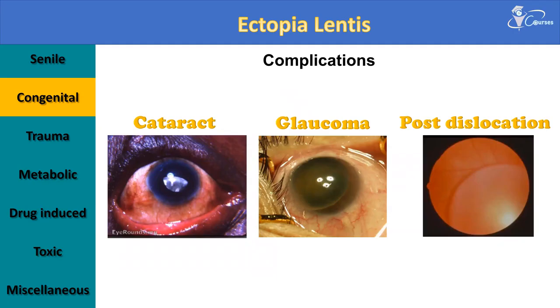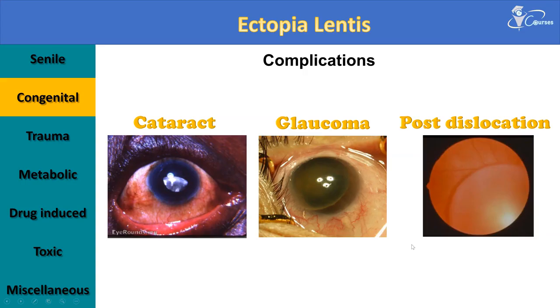What are the complications of ectopia lentis? Well, an abnormally located lens could opacify, so a cataract could develop, or there could be displacement of the lens into the anterior chamber, luxation into the anterior chamber, resulting in pupillary block, leading to pupillary block glaucoma, or it can be dislocated posteriorly, so it can drop into the vitreous cavity.